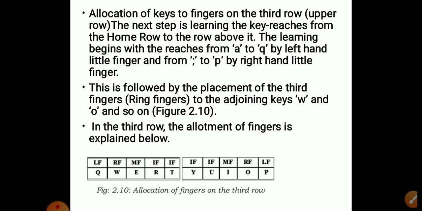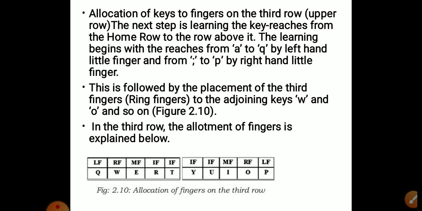QWERTYUIOP. Q will take up the left hand little finger, which is used for A as well. So which finger is used for A? That is your left hand little finger, right? Q is above A, so naturally Q also will take your left hand little finger. Similarly, above S we have got W. So W will take what S takes, the same finger. That is your ring finger.